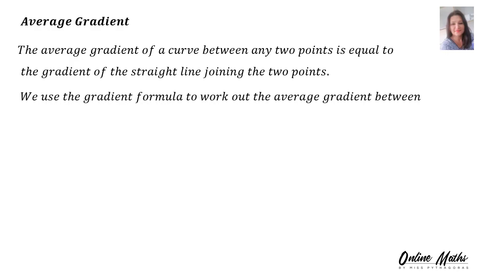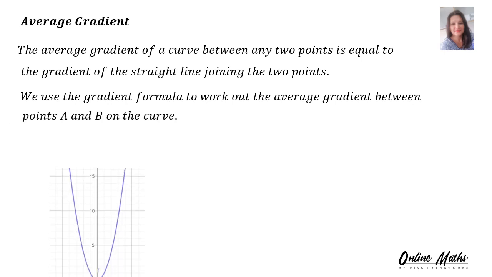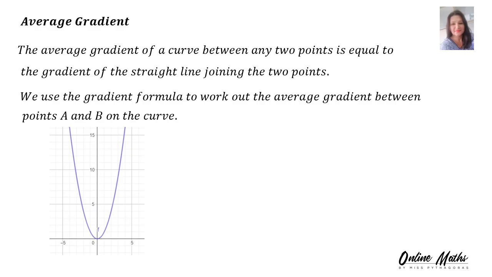We use the gradient formula to work out the average gradient between points A and B on the curve. Now, there's a curve for you. This is a parabola, and there's point A, and then there's point A's coordinate. Now, I just want to show you something. This means XA is the coordinate, and then f(XA) is the notation for the corresponding Y coordinate there at A. And then also you find B and B's coordinate XB, and then this again f(XB) means it's the corresponding Y coordinate of B.